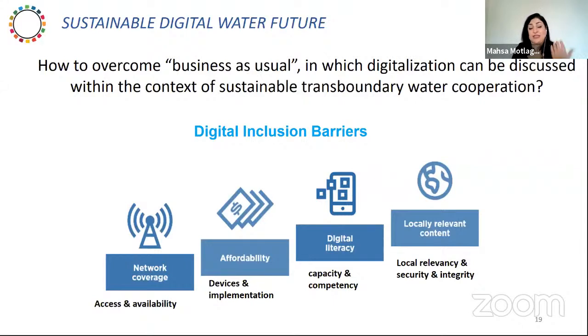So as you see, affordability is high in some cases, so it's very expensive. Not everyone can have access to it. Not every nation, and at the individual level, not everyone can afford it. And we talk about digital literacy sometimes. Even if we can afford and have access to the devices, sometimes the competency and skill is not there to use those digital technologies.